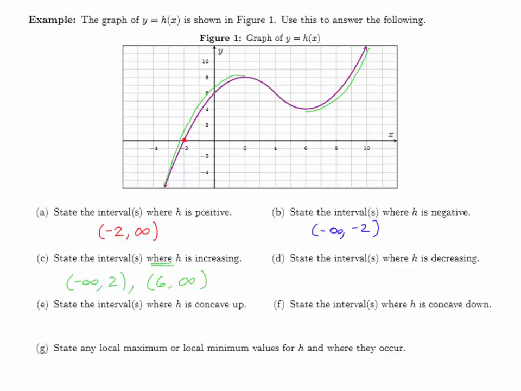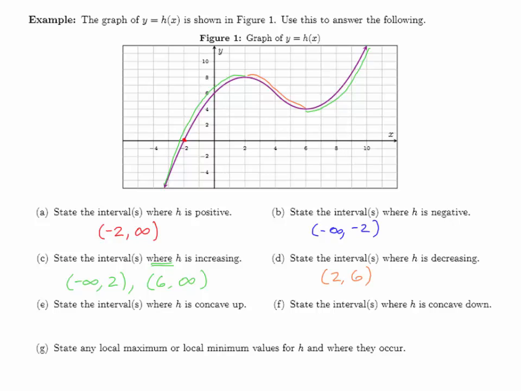In this next example, we're going to look at where the function is decreasing. If we come along the graph here, we can see that from an x value of 2 to that x value of 6 along that graph, the function moves down as we read it left to right. So the interval where that function is decreasing is then the interval from 2 to 6.